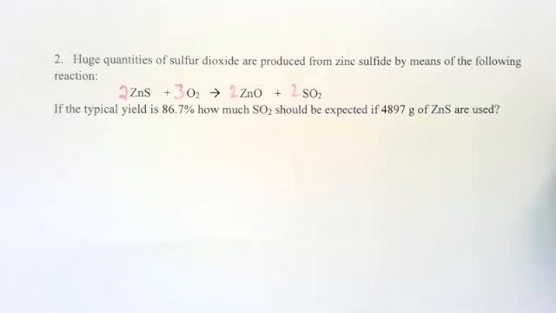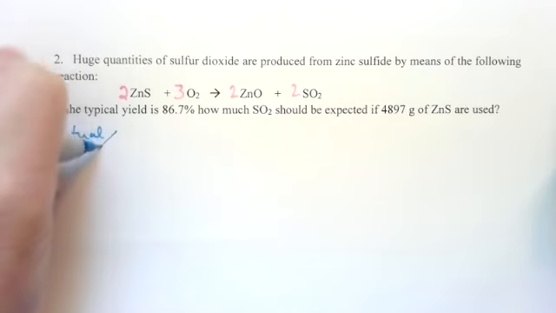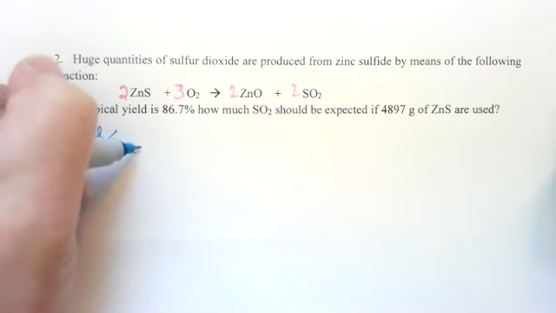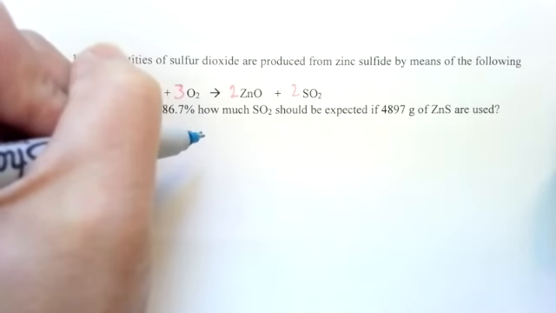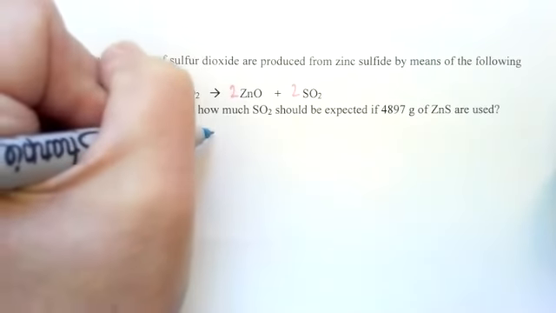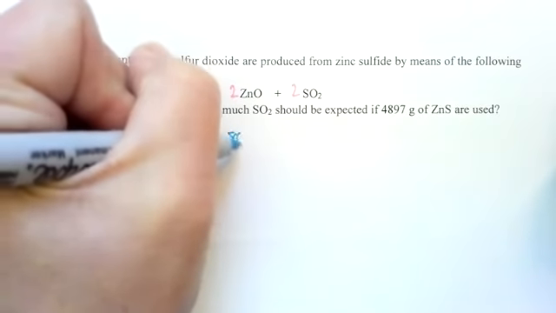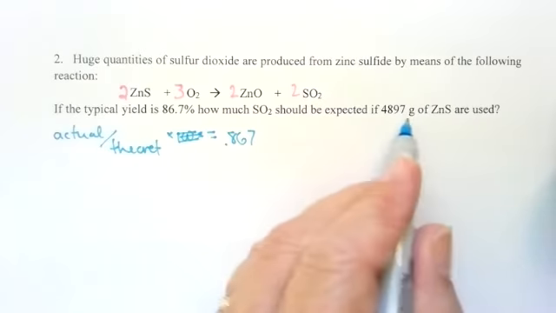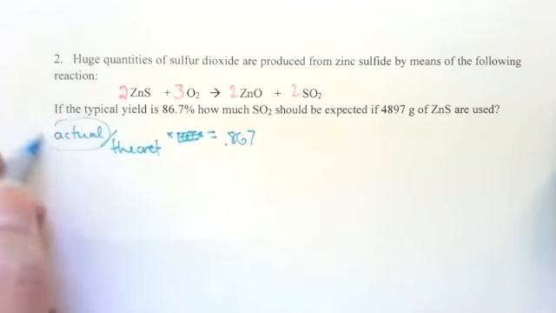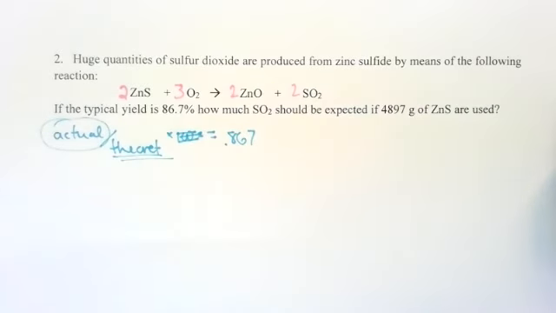Now this time, they're giving us the percent yield. So they're saying that the actual over the theoretical times 100 is going to be equal to, actually, let's just leave that off. Let's convert that to a decimal. It's going to be equal to 0.867. And they say how much should be expected. So what they're asking for here is the actual, and I'm going to have to find the theoretical.